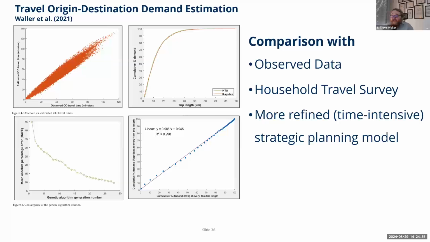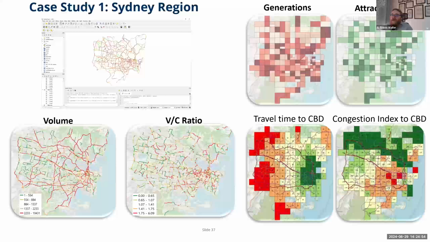The very first case study we looked at was looking at Sydney, because that was home at the time, and we had access to the Sydney strategic model and even access to the household travel survey. And we looked, and at the aggregate level, things lined up quite well. And I could refer to the paper in terms of more details on that one, but that was sort of the first case study. This is how the Sydney model looked in terms of the zonal structure that was determined at that time, and then the resulting volumes and various metrics on link flow.